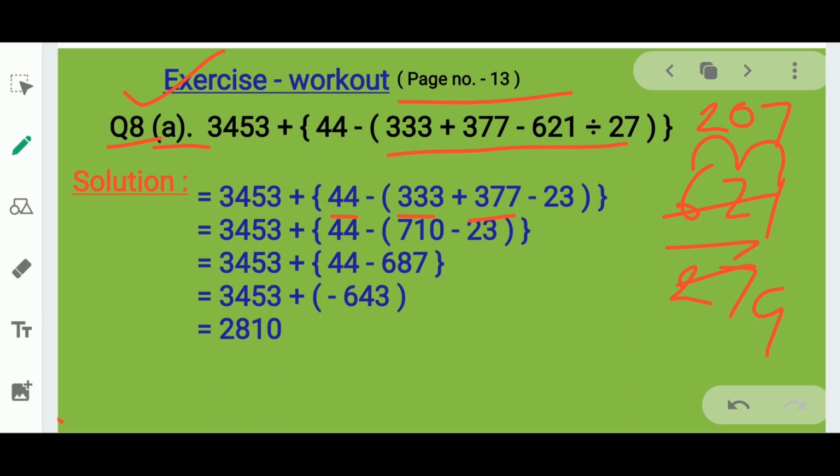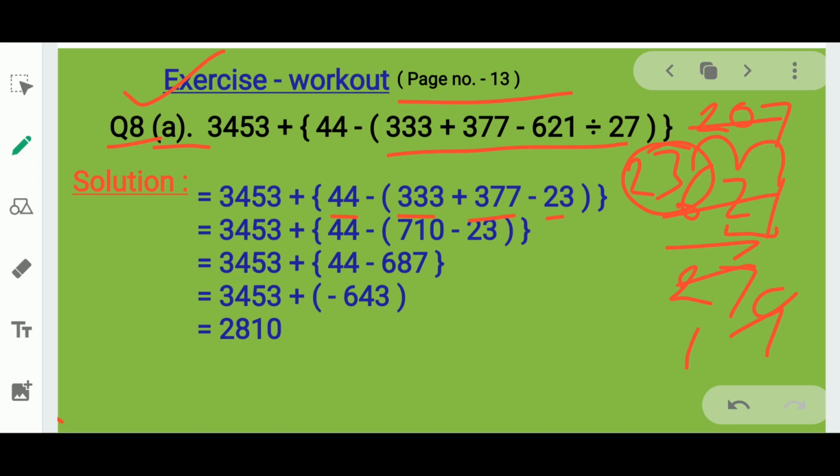Why do I write 0 here? Because we take 2 digits from here. When we take 2 digits, then we have to put 0. Now we have 9 and 27. I directly divide it by 9. 9 1s are 9, 9 2s are 18, it becomes 27, 9 3s are 27. What do we get? 23. When we divide 621 by 27, we get 23.